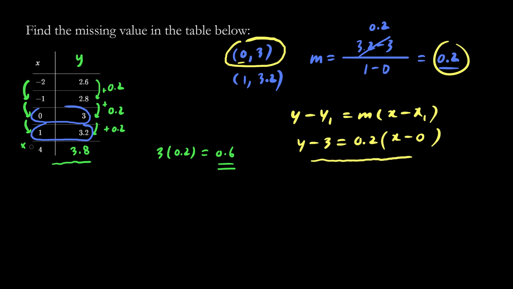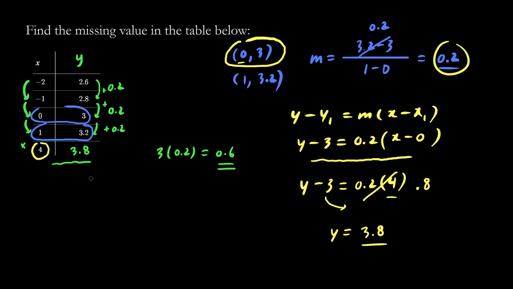And we simply have to figure out the y value when x is 4. So we have y minus 3 equals 0.2 times 4 minus 0, which happens to be just 4. 0.2 times 4 is 0.8. And when we throw the negative 3 over, it becomes positive 3. So 3 plus 0.8 is 3.8. So as you can see, we have the correct answer, and we can do it either way.